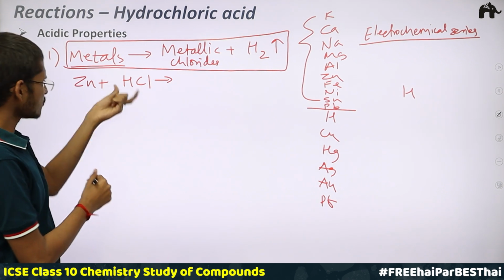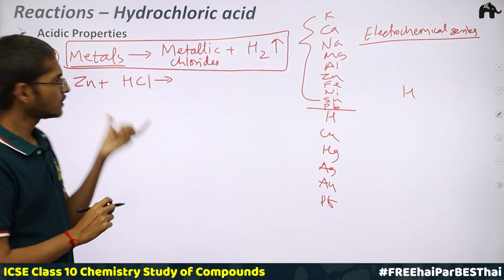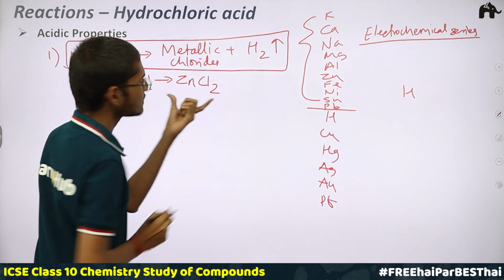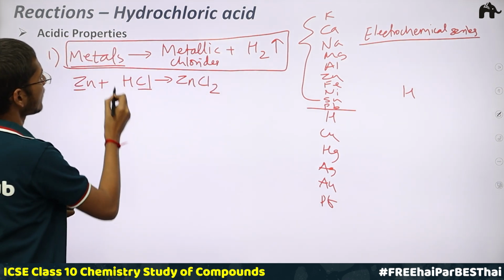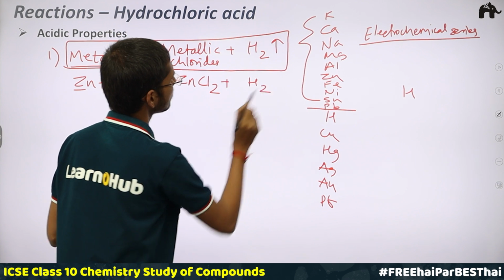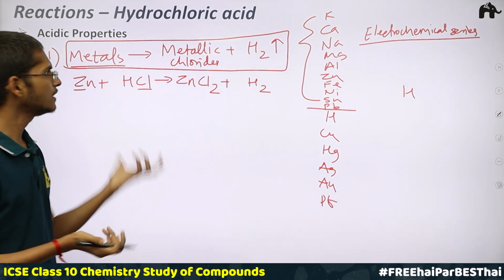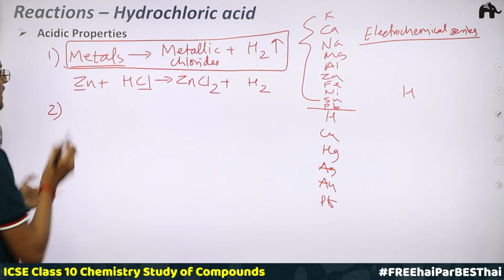So zinc plus HCl. Now we know metallic chlorides would form, so zinc chloride, ZnCl2, is formed, and H2 gas is released. Now you can just balance it. I won't balance the reactions here because it's very simple, and we won't waste our time in balancing the reactions.